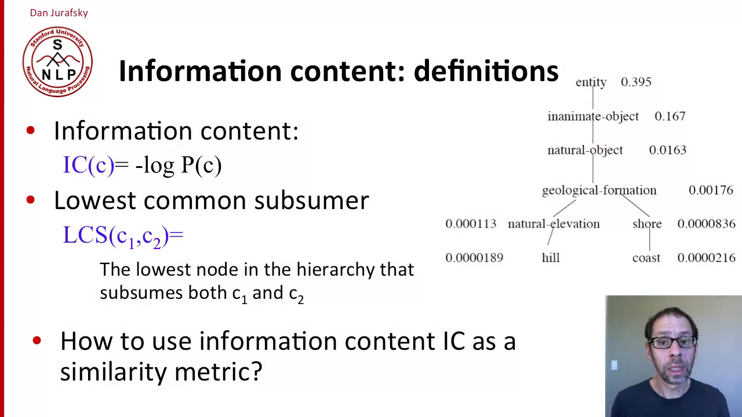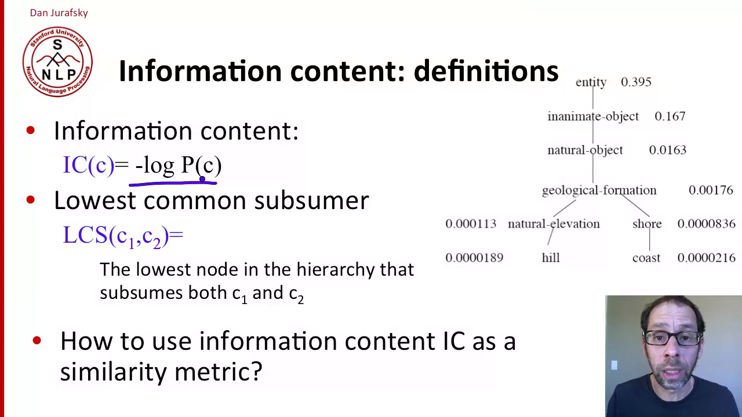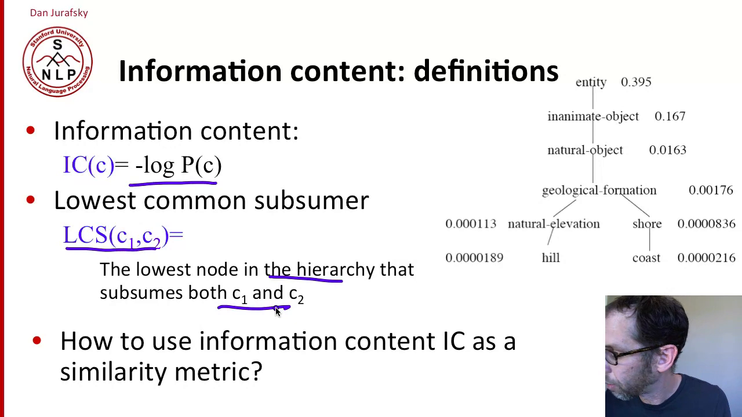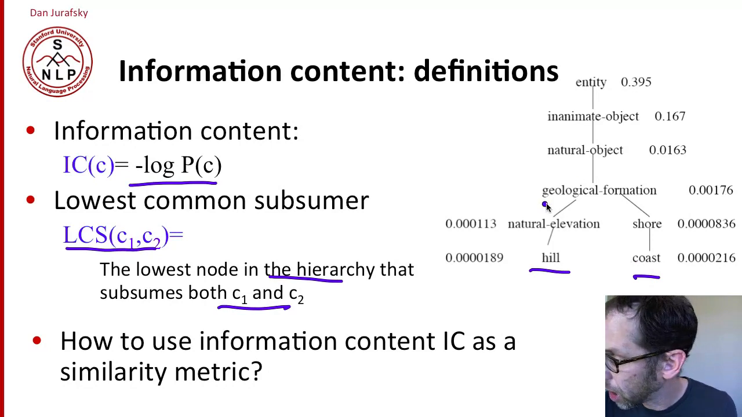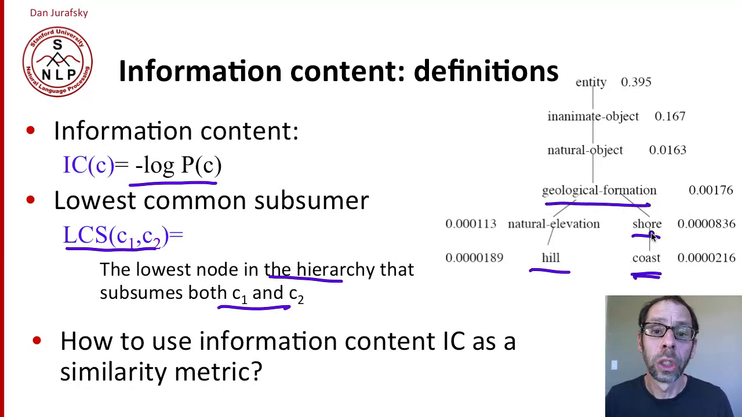Now that we have probability, we just need two more things. We'll define the information content of a concept as the negative log probability of that concept. So we're just following the information theoretic definition of information there. And we'll define the lowest common subsumer of a node as the lowest node in the hierarchy that subsumes both of them, very naturally. So the lowest common subsumer of hill and coast, think about that. Geological formation. The lowest common subsumer of coast and shore, shore.